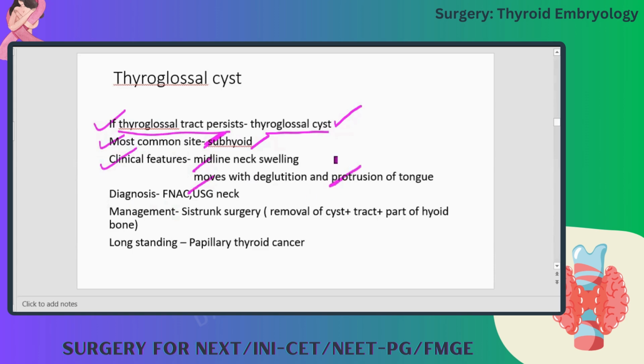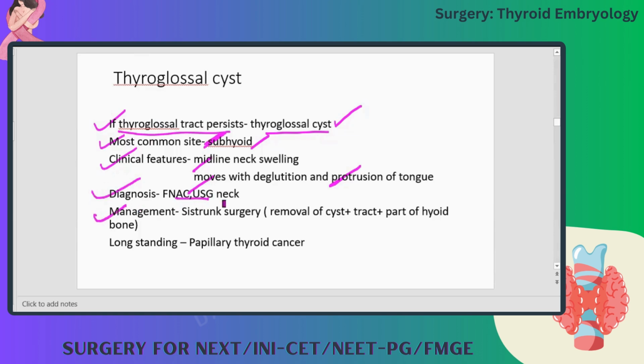Why does it move with protrusion of the tongue? Can anybody tell me? When we move the tongue, the cyst will move. Why? Because it is attached to the foramen of cecum. So whenever the tongue moves, the foramen cecum moves, and the thyroglossal cyst moves. Clear? Diagnosis is by examination.